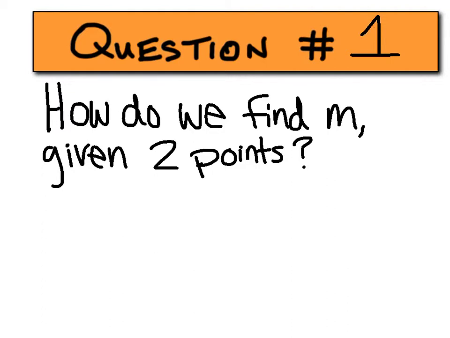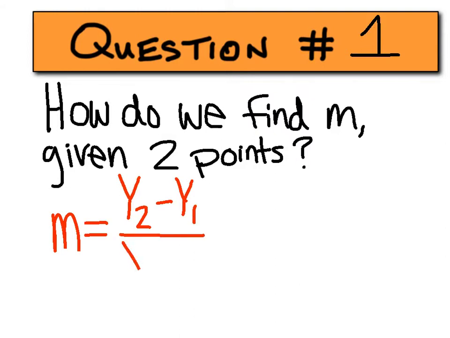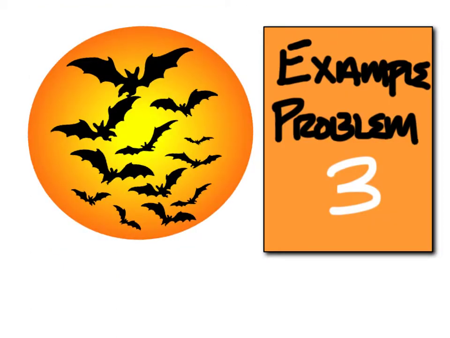Okay, how do we find m given 2 points? m is the slope. To find the slope, we have a formula. It is y2 minus y1 over x2 minus x1.